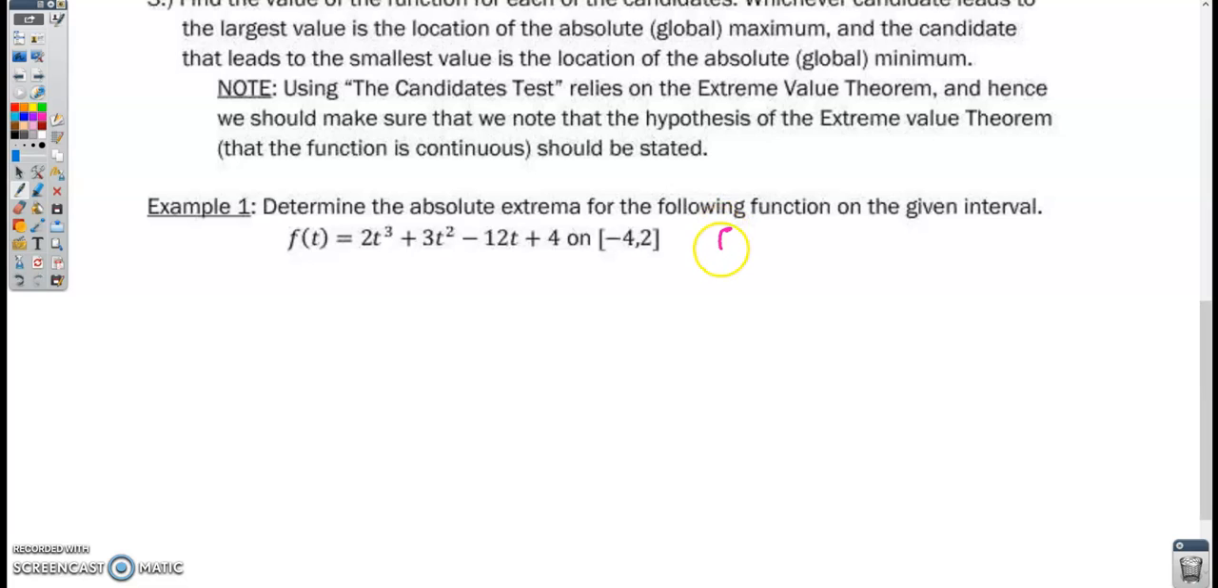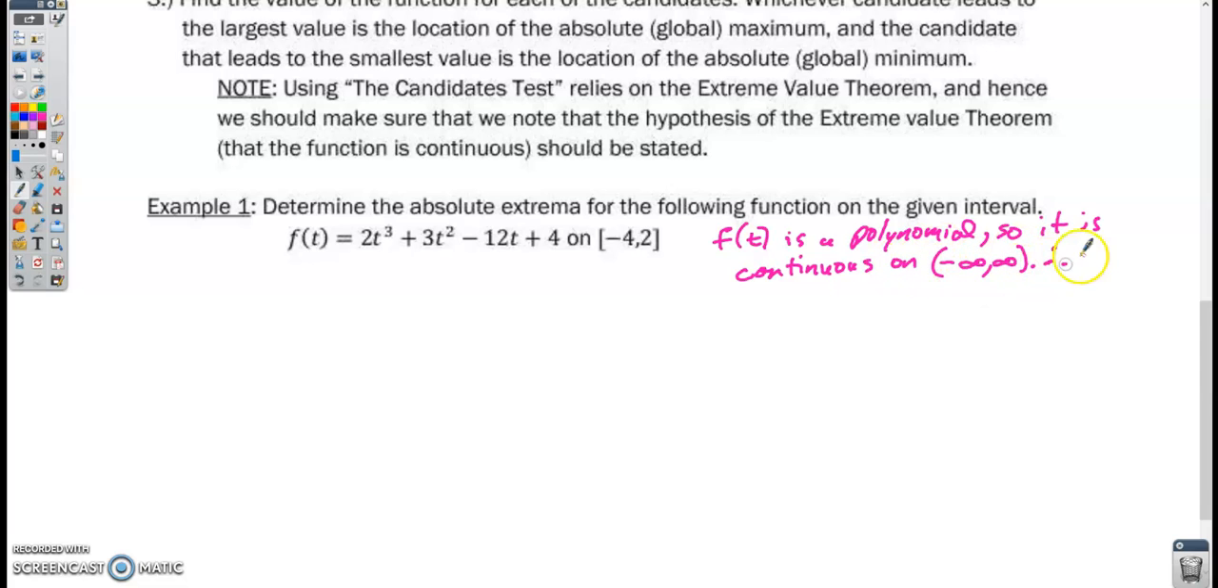First of all, f of t is a polynomial, so it's continuous for all real numbers. So it's continuous from -infinity to infinity. Therefore, it is continuous on the closed interval that we're talking about, since that is a subset of the real numbers. All right, so we know it's continuous, therefore the extreme value theorem applies, and we can use the candidates test.